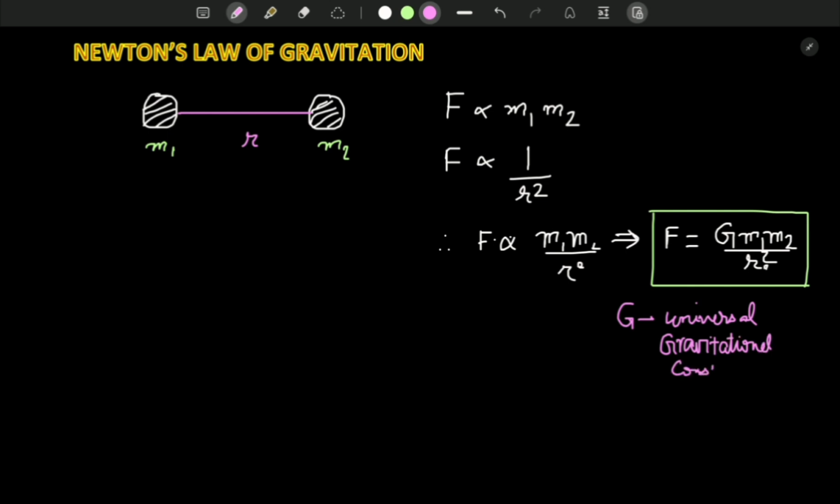The value of this universal gravitational constant is 6.67 into 10 to the power minus 11, and the unit is very important. This is Newton meter square per kg square. This is the value and the unit of G, which is universal gravitational constant. Now the force will be acting towards this line, that is the line joining the masses.